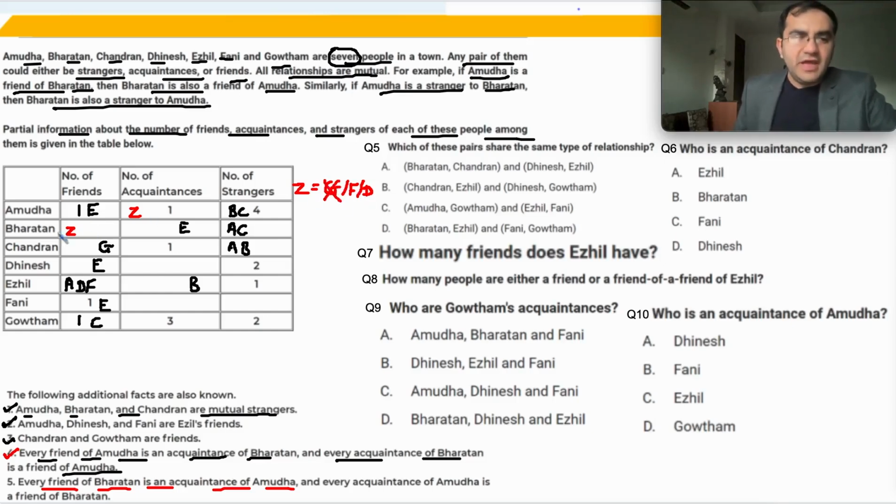Can it be F? If B is friends with F, then F has to be friends with B, but that's not possible because F is friends only with E. F is also gone. That means यहाँ पे D रखना पड़ेगा. The value of Z is D. B has a friend D who is also over here D. So A is with D, तो D के साथ यहाँ पे A आ जाएगा as an acquaintance. B is with D as a friend, तो D के साथ B आ जाएगा as a friend.